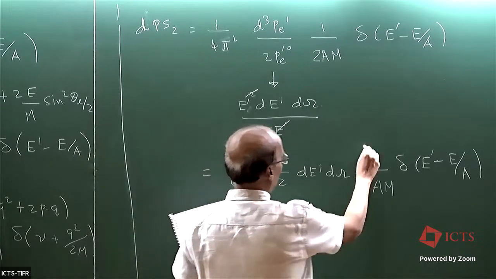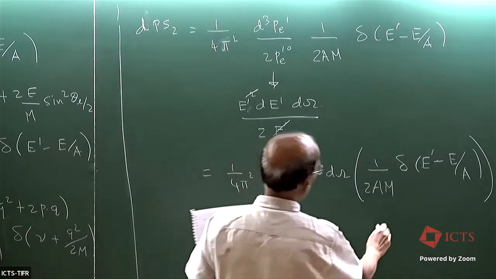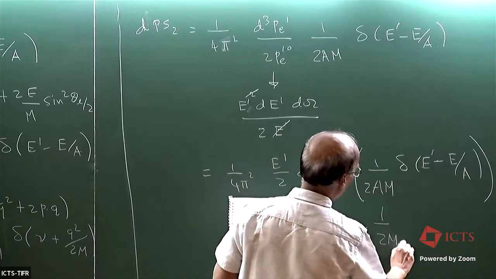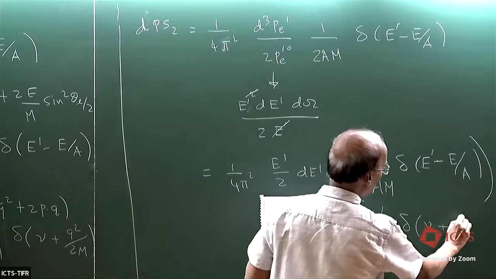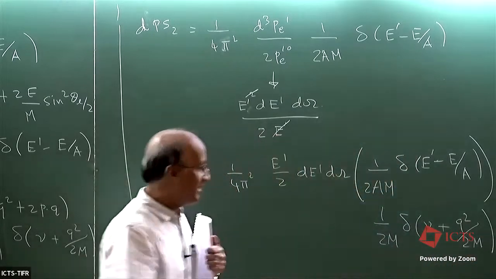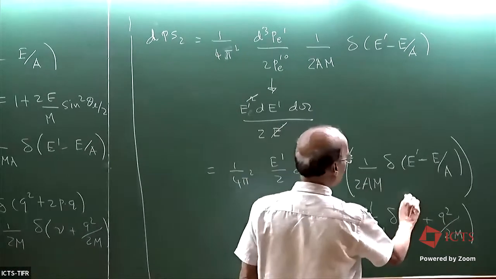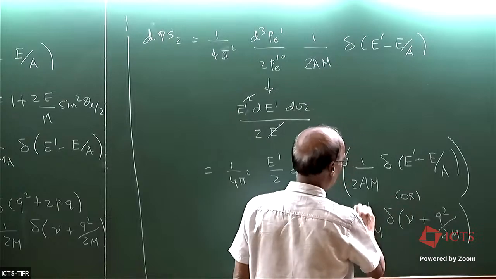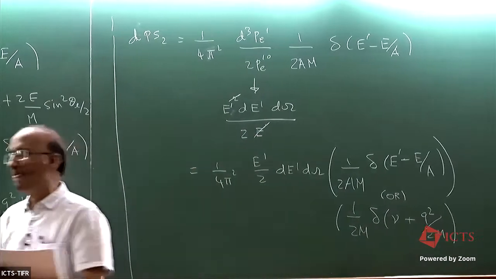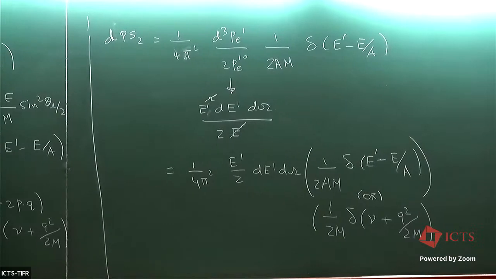Okay. So either I have this or I have this delta function, 1 by 2m into delta (nu plus q square by 2m). Either this or that, any one of them. It's not a product of these two. So it's as simple as that actually.